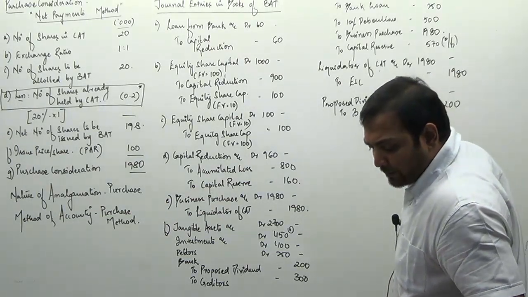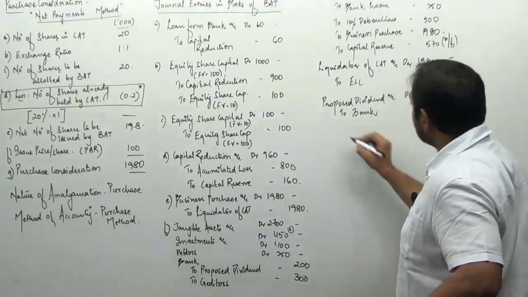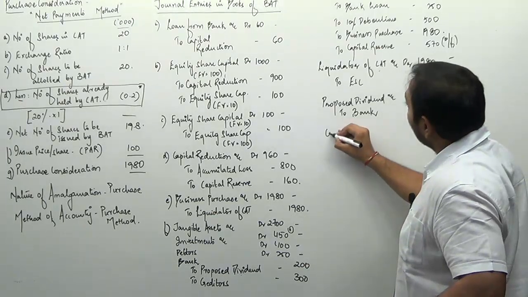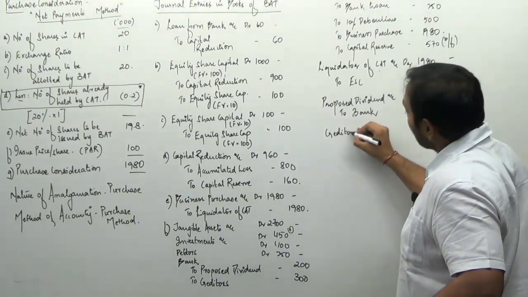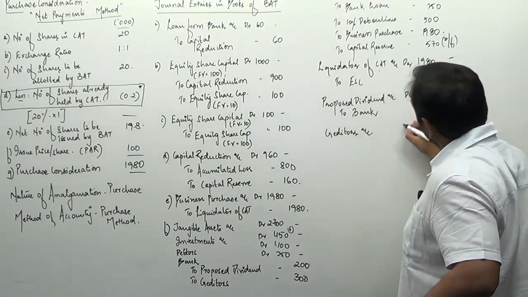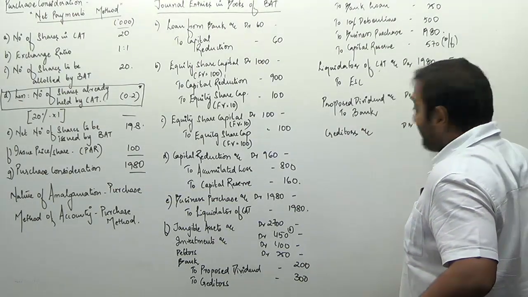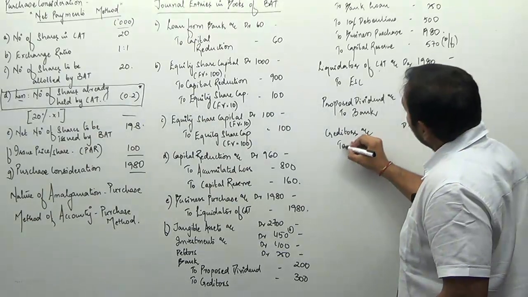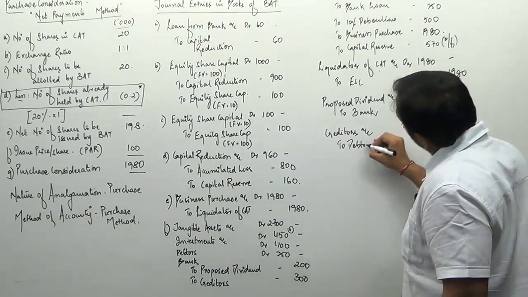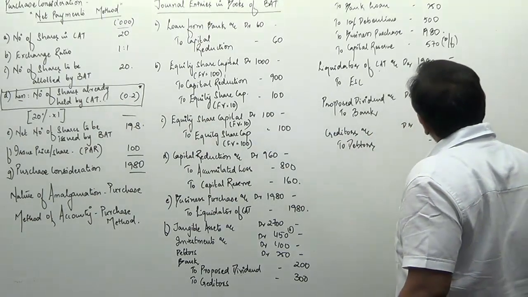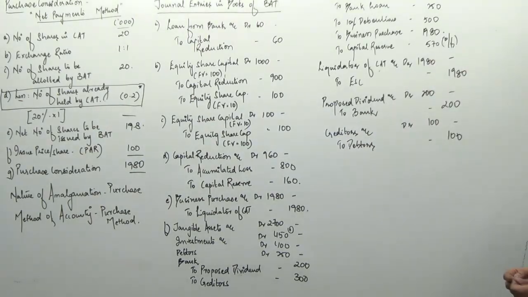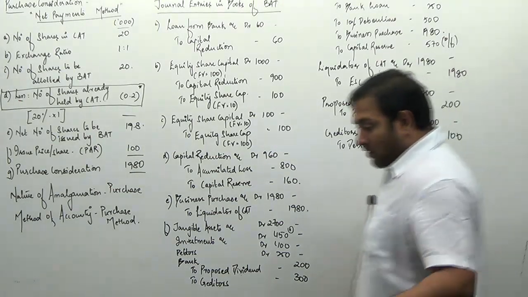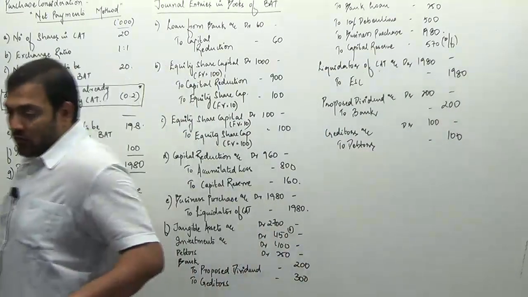Last one, fifth point. Creditors and debtors should be cancelled for 100. Creditors account debit to debtors. Sufficient enough information. All the entries are passed. You can go for the balance sheet.